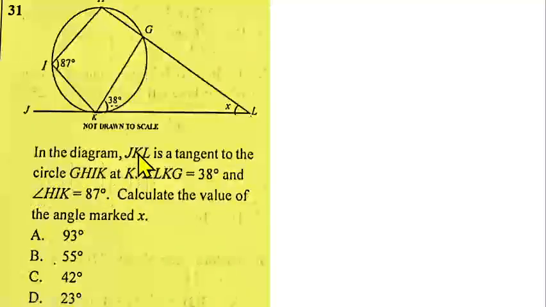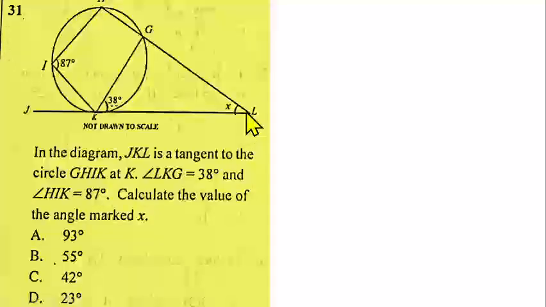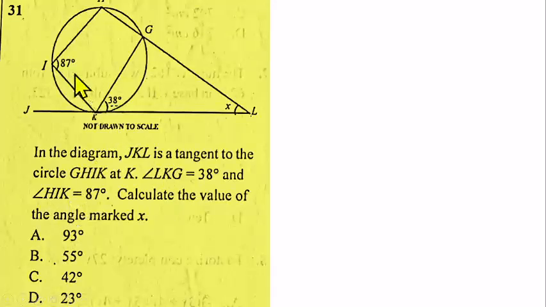Question number 31 is also circle geometry. In the diagram, JKL is a tangent to the circle at point K. Angle LKG is 38 degrees, and angle HIK, the angle here, is 87 degrees. You have to calculate the value of angle X, which is the angle here.